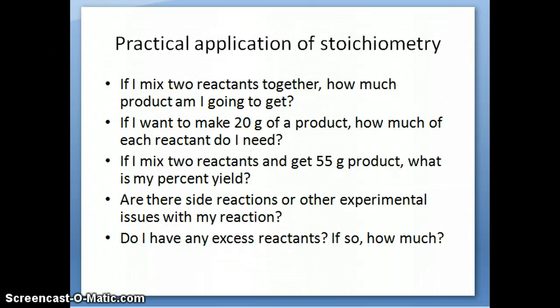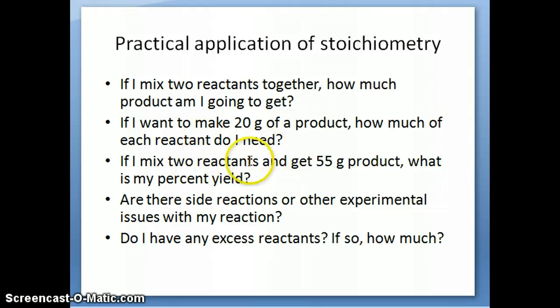The second part of stoichiometry that I touched on in the previous slide is this idea that it's very practical. The questions you can ask once you understand stoichiometry are listed here. Some of the questions that are really, really useful. For example, if you mix two reactants together, you get a reaction going. How much product are you going to get? Or if you want a certain amount of product, let's say 20 grams, how much of each reactant are you going to need to put into the flask?